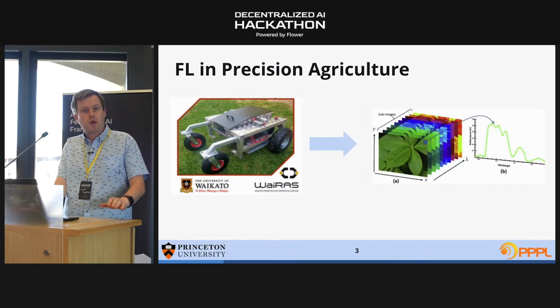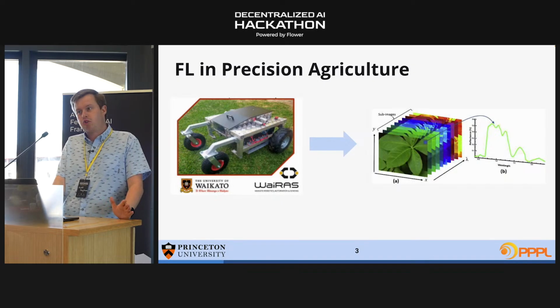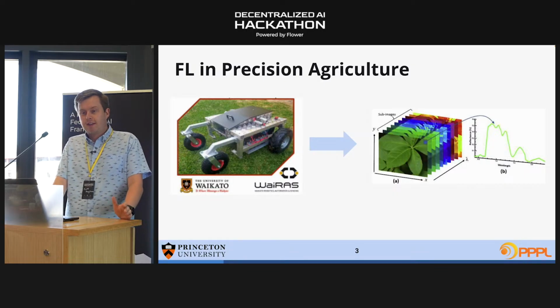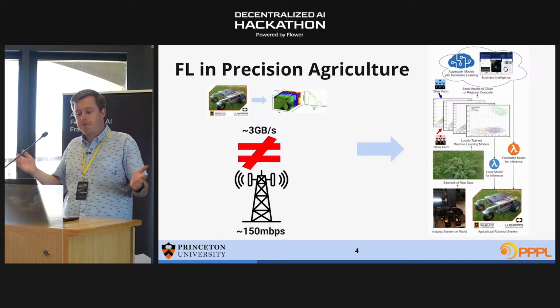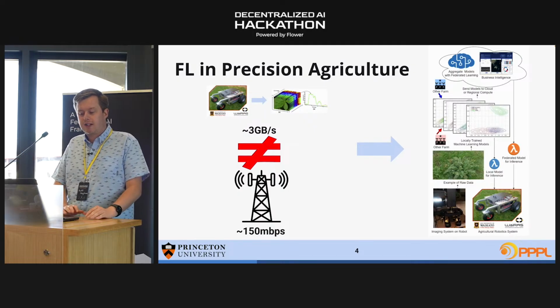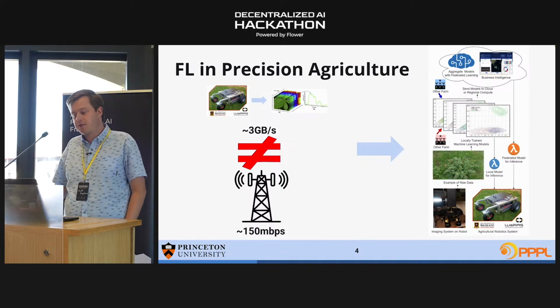Which is really a problem because even though these robots weigh a little over 100 pounds and have the equivalent of a couple GPUs of compute on board, they only have cellular connection. So when we are taking all of these images very, very rapidly, we can't send that, because obviously 3 gigabytes per second is a lot more than the cellular capability of 150 megabits per second.